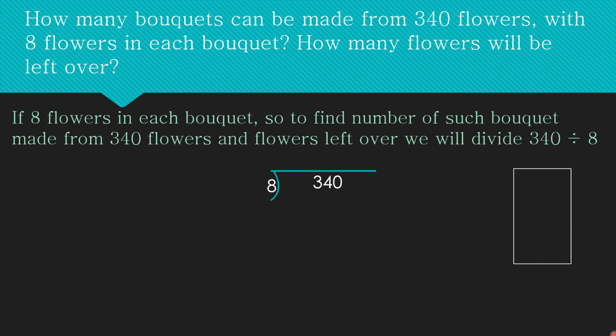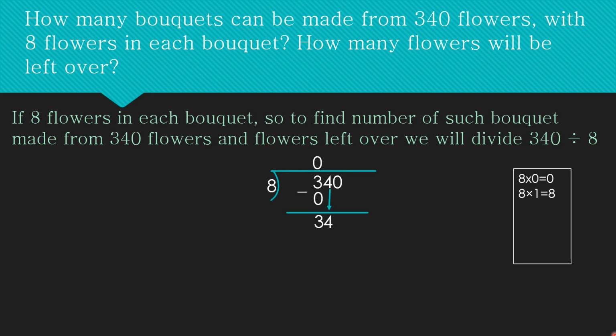As 3 is smaller than 8, we will first divide by 0. So we will write 8 zeros are 0. 3 minus 0, 3. Now we will take the digit 4 down here next to 3. So we will write 4 down. Now our number has become 34.